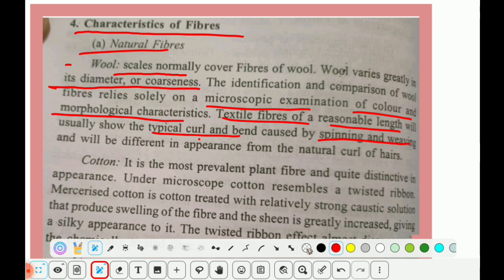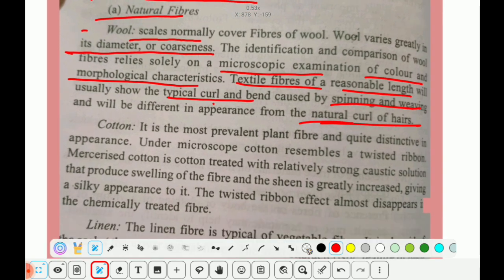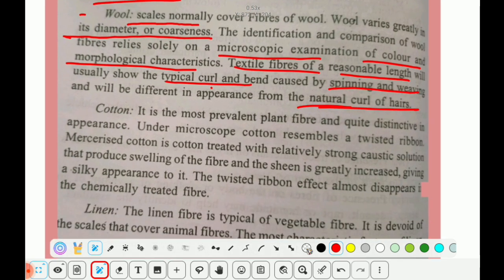Means when the wool is processed, when the spinning and weaving are done, there is some sort of curl and bend formed as a result of spinning, which can also be observed under the microscope. And these are not the same as the natural curl of hair. Curl of hair means the curl of hair of wool or the angora goat, whatever animal it is obtained from.